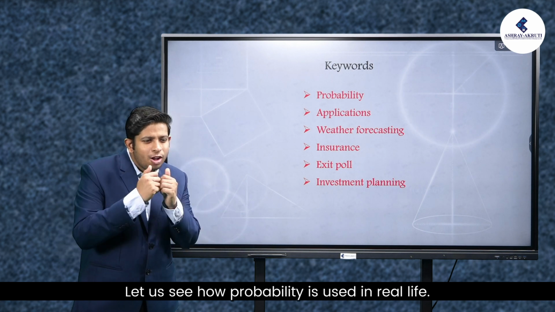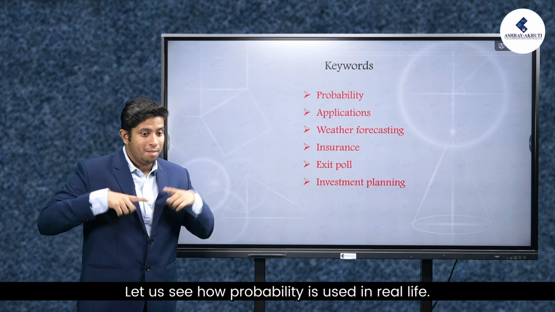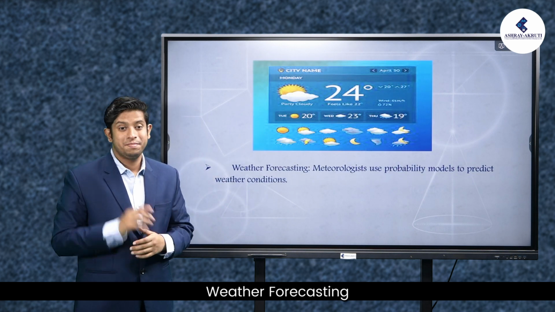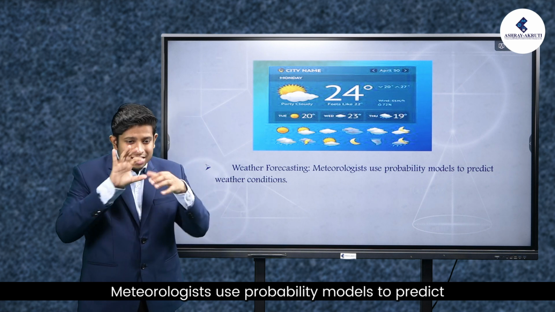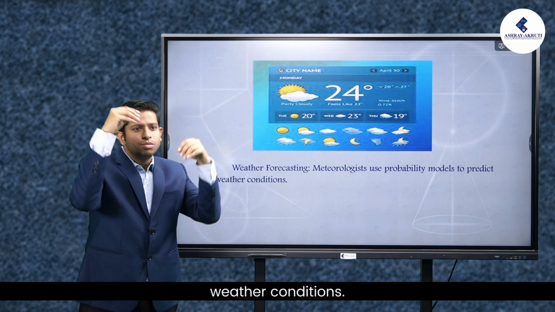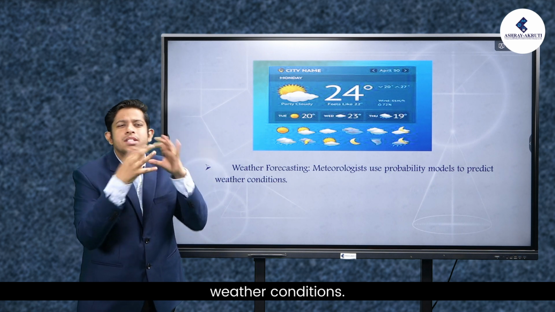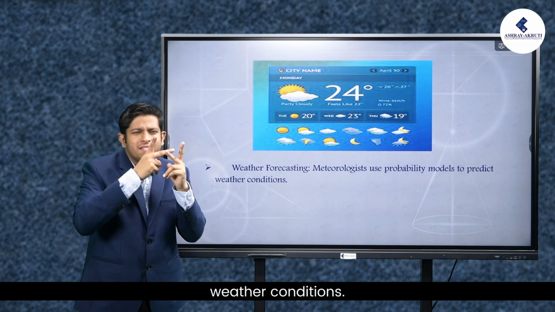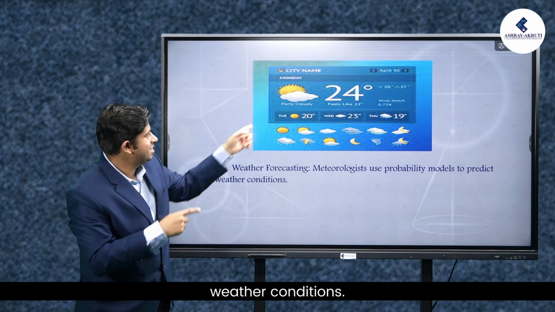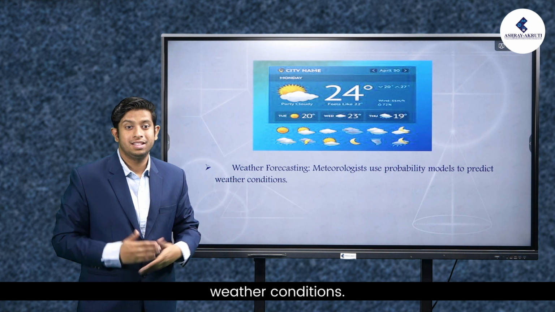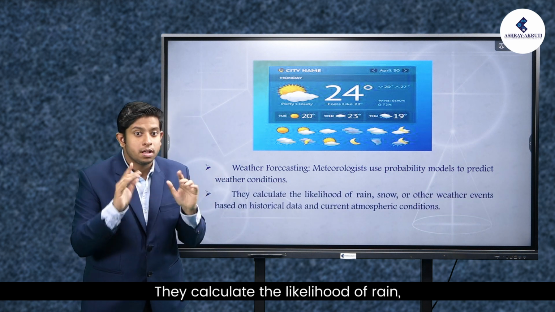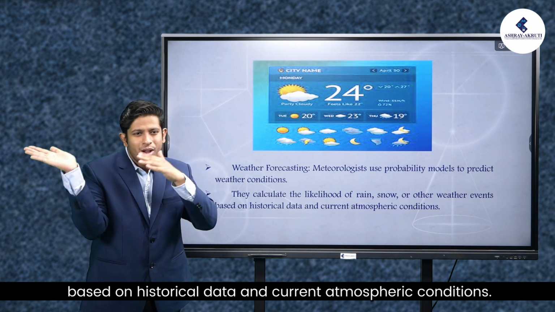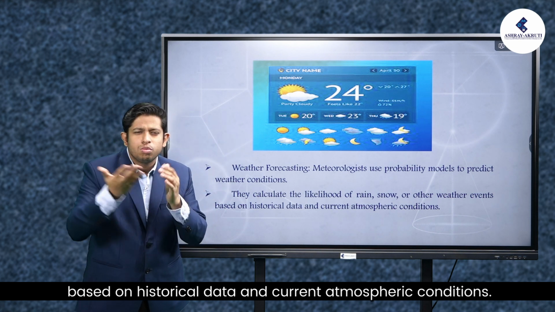Let us see how probability is used in real life. Weather forecasting. Meteorologists use probability models to predict weather conditions. They calculate the likelihood of rain, snow, or other weather events based on historical data and current atmospheric conditions.